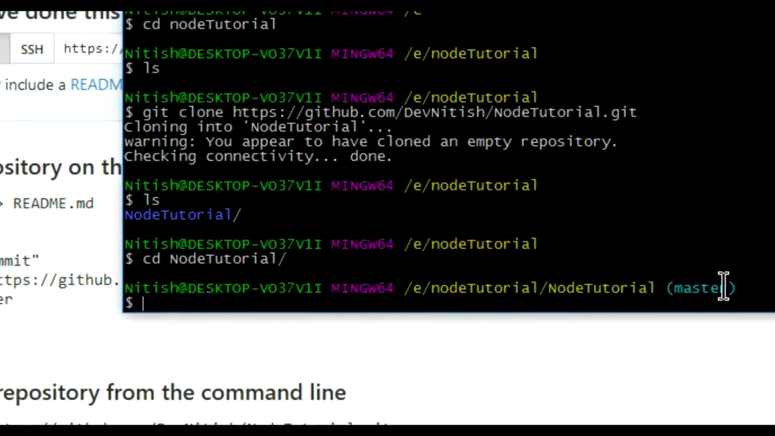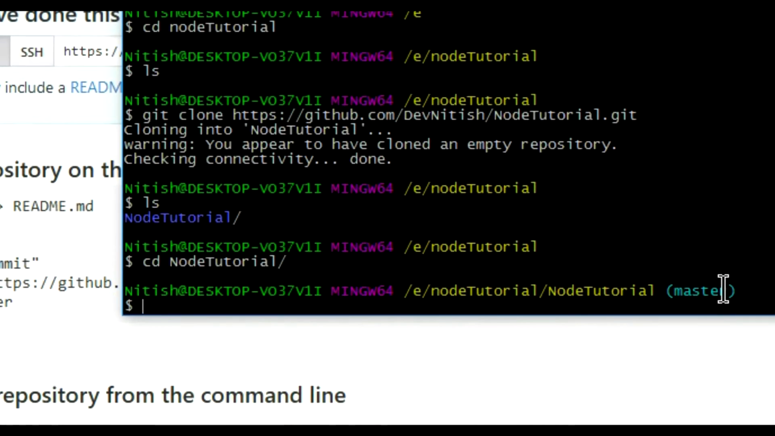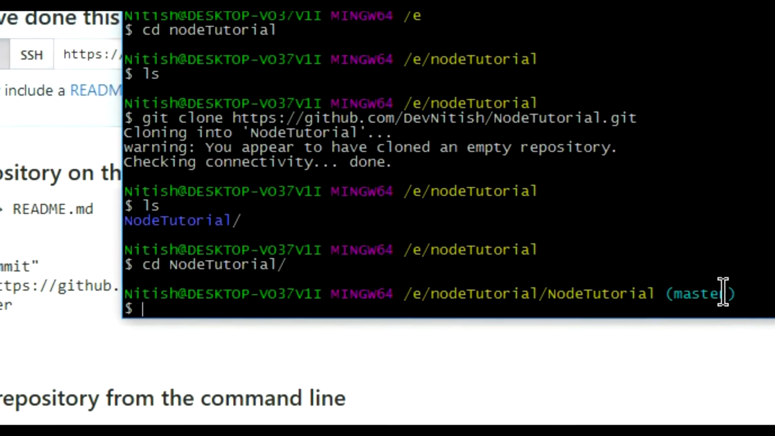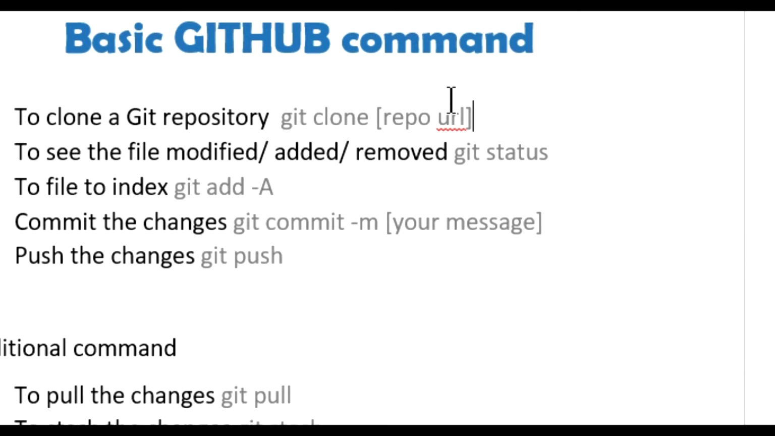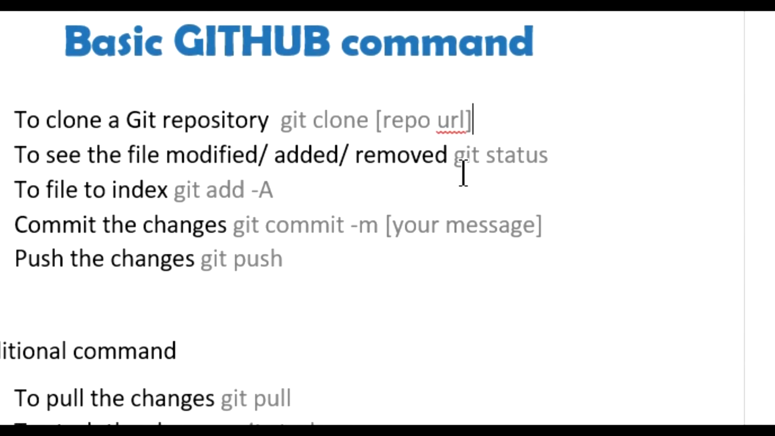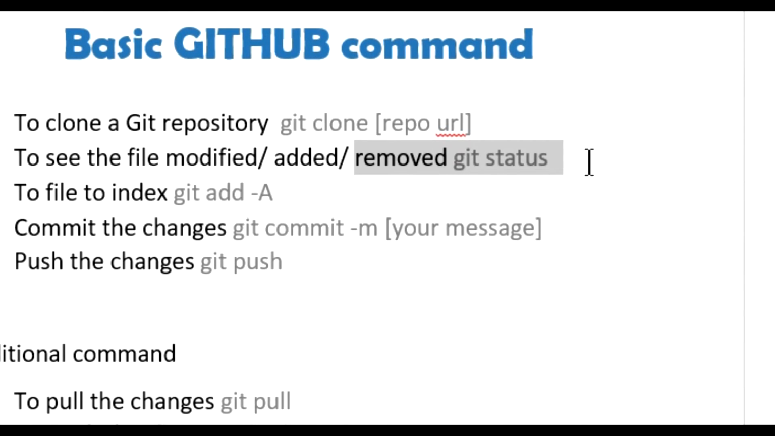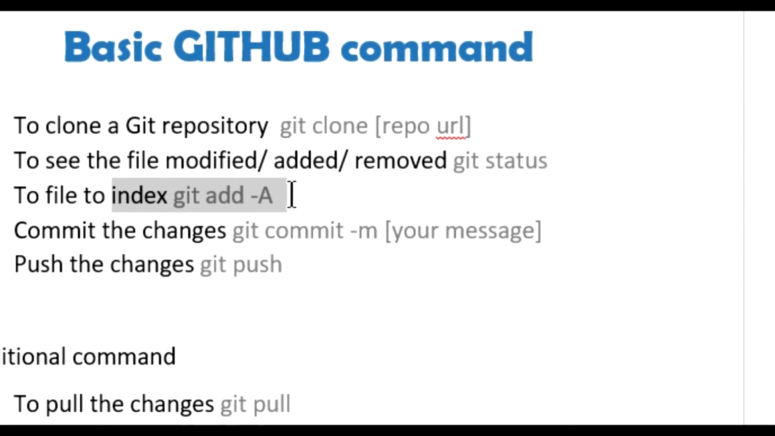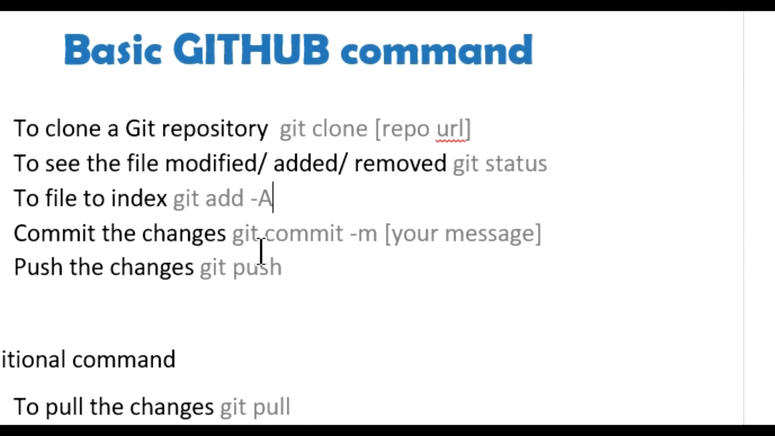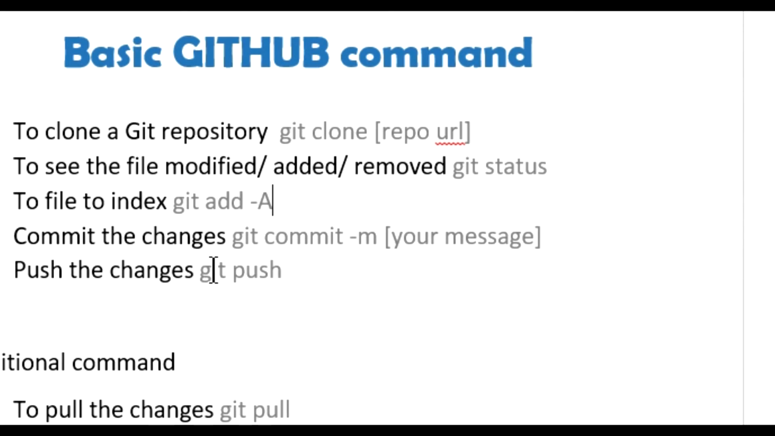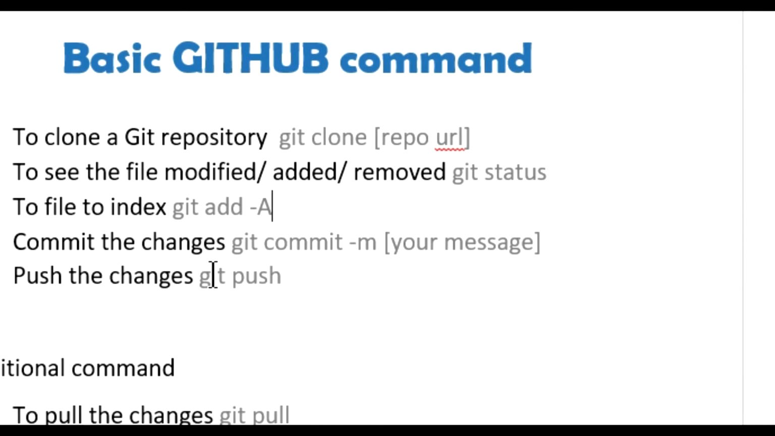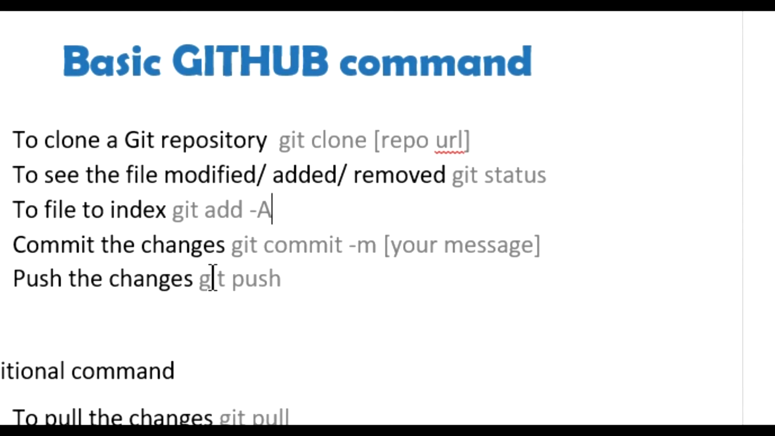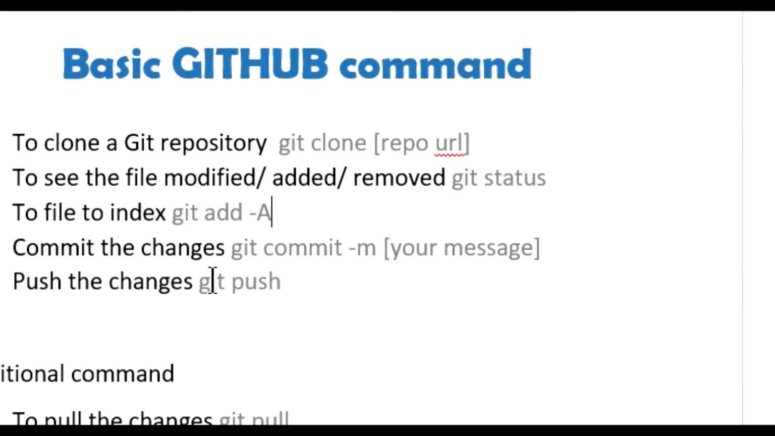So now what I'm going to do is create a new file and push it to the Git repository. So basically we'll be going through these commands. First we will create a file, then we will do git status, then we will add the file to the git index, then we will commit, then we will push. I know it sounds crazy now, but trust me, I'll show you everything and explain what it all means.